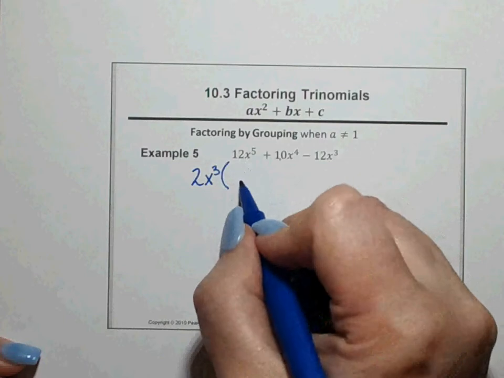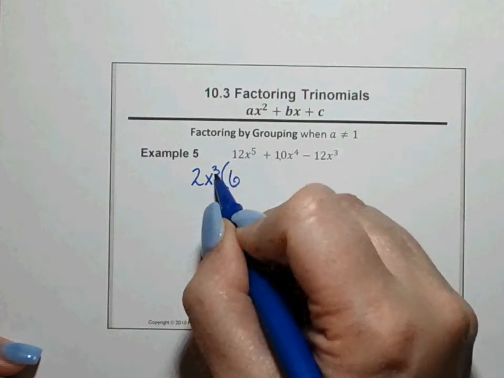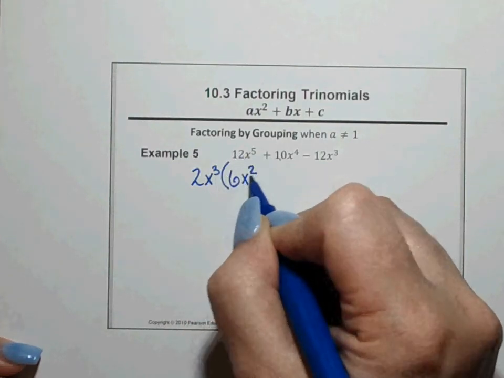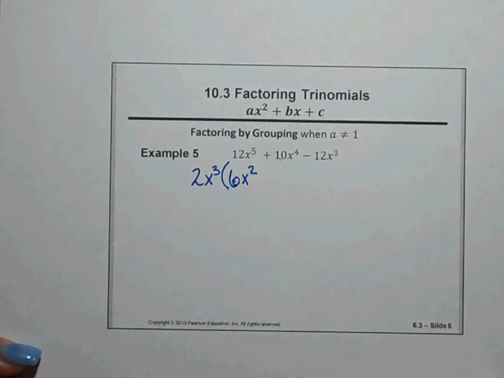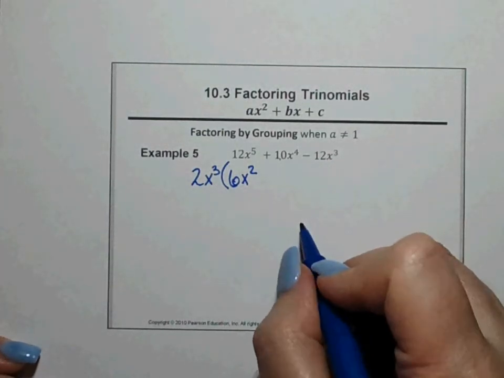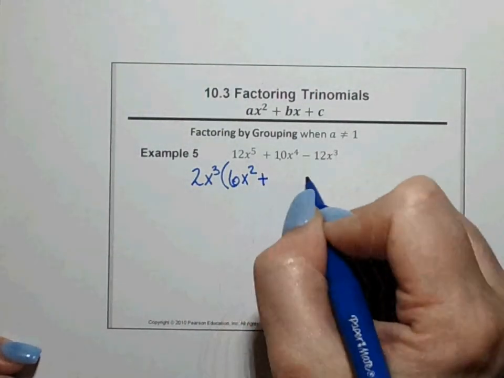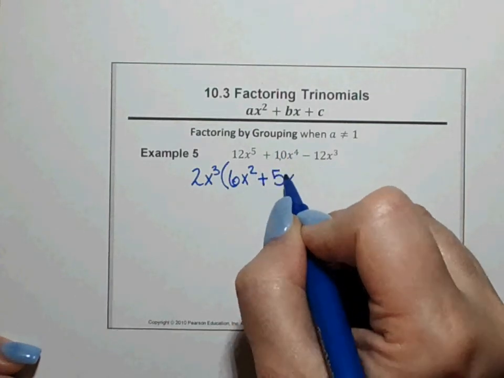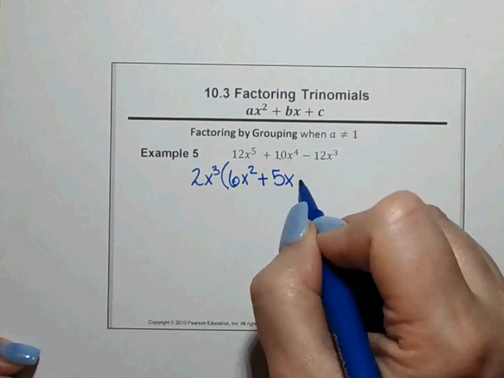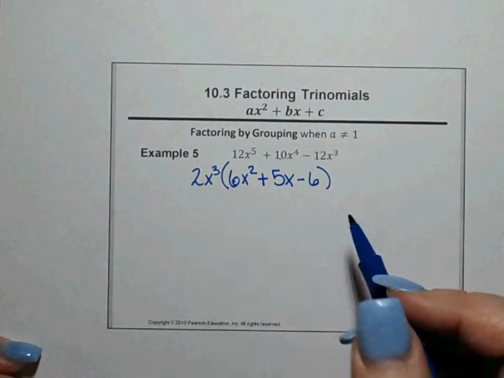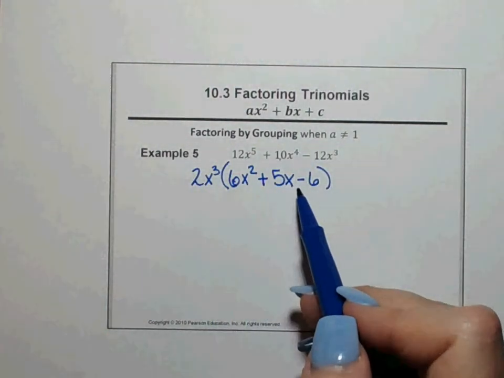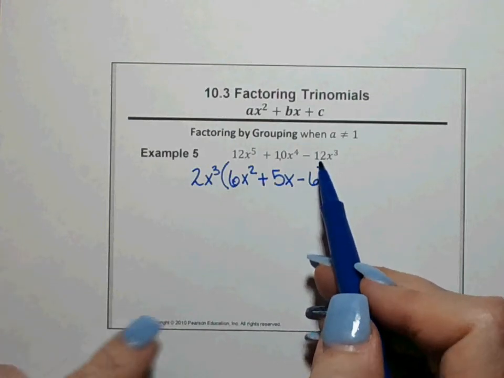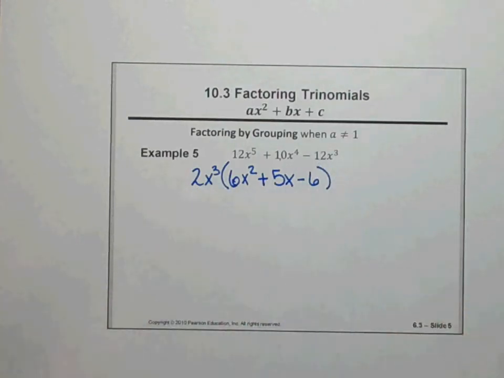So 2 times 6 would give me the 12, and x cubed times x squared would give me the x to the fifth. Alright, so now do the same thing with this middle term, this b term. So that's going to become 5x, and then lastly would be minus 6. Because this 2 times the negative 6 would give me negative 12, and then that x cubed comes with it.